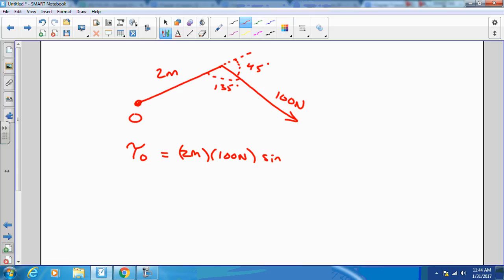The reason it doesn't matter is, looking at your unit circle, if you pick any angle and the angle supplementary to it, the sines of those two angles are the same. So whether I choose the 45 degrees or the 135 degrees, I'll get the same value for sine theta. If you have an ambiguous situation where you're not sure which angle between force and distance to use, if they're supplementary, don't worry about it. Does that make sense?